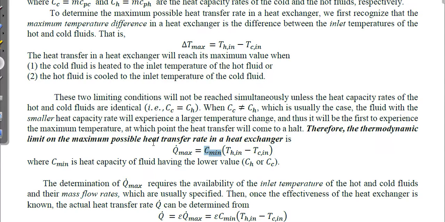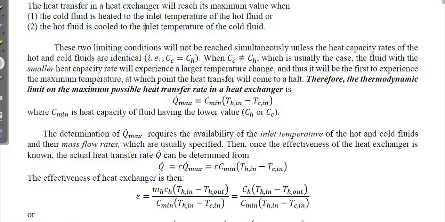So there is a thermodynamic limit for the maximum heat transfer rate. What will be that maximum possible heat transfer rate? That is C minimum, because the hot fluid will have some C, and the cold fluid will have some C. Whichever value is the minimum, you put it here, and this condition, that is T hot inlet minus T cold inlet. So this is the maximum heat transfer rate.